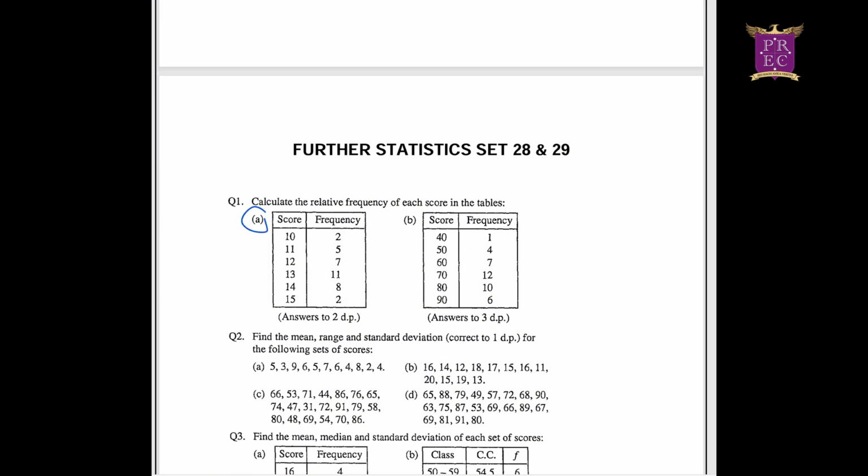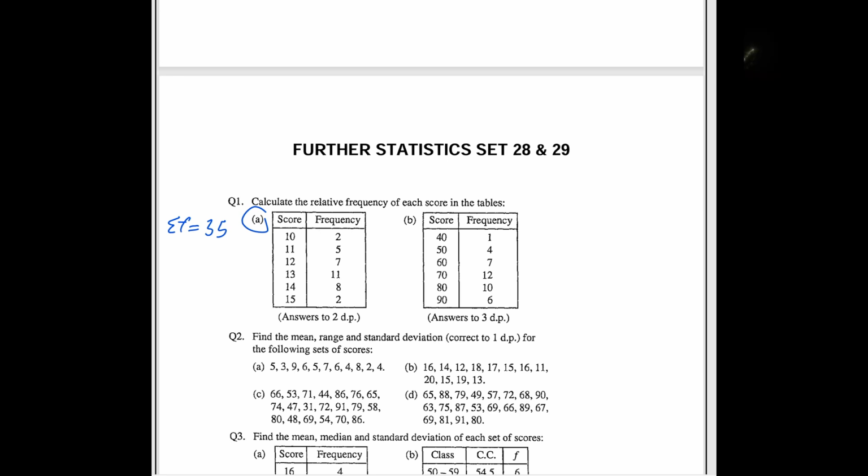Let's start with this one. What is the frequency? What's the total frequency? So to find out the total frequency, we need to add all these up. Okay, so we do 2 plus 5 plus 7 plus 11 plus 8 plus 2. That gives us 35. Okay, and then we find out the relative frequency for each score.